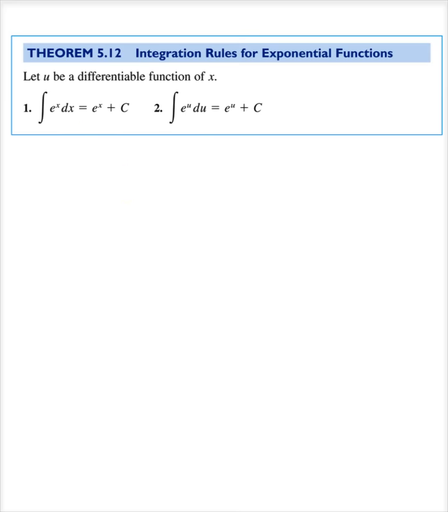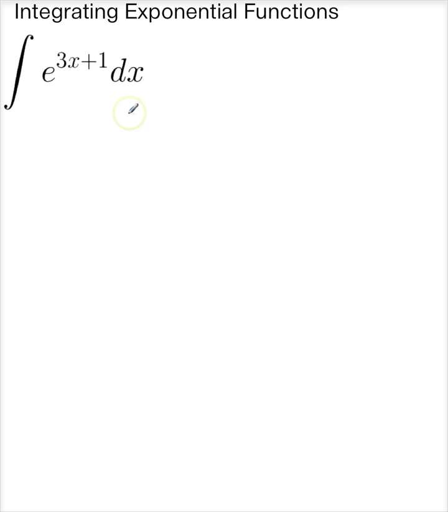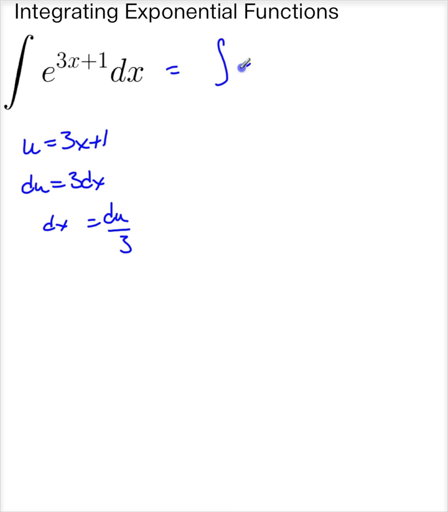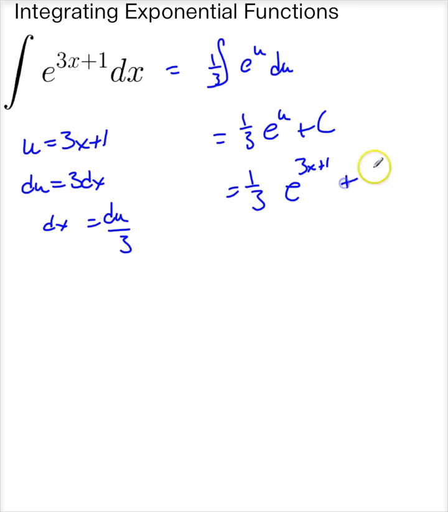So let's look at the integral of e to the 3x plus 1 dx. Let me make the substitution u equals 3x plus 1. Then du is 3 dx. So dx is du over 3. When I translate this, it becomes the integral of e to the u times du over 3. So it's 1/3 e to the u plus c. Now remember, I always have to transfer back. So it's 1/3 e to the 3x plus 1 plus c.